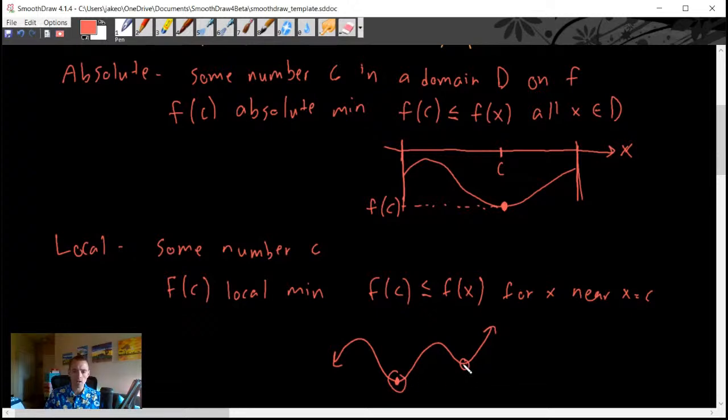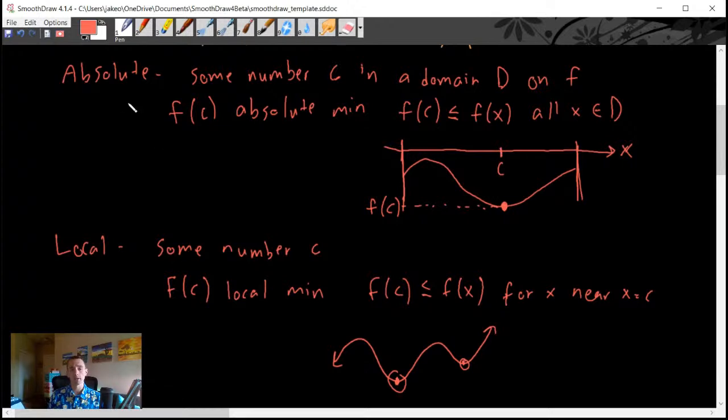And then same thing here. This point right here is lower than all the other x values in a tiny little area around x equals c. So I know it's kind of arbitrary, saying that we just want to look at x values that are near c, and that is true. But really the idea is you're just looking at x's that are within a tiny little area around the c that you're looking at. And we'll get into how to actually find these, but that's the idea behind absolute versus local minimum or maximum values.